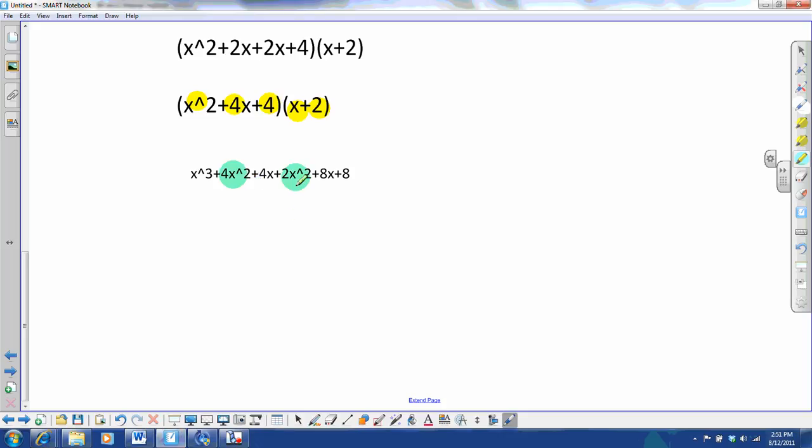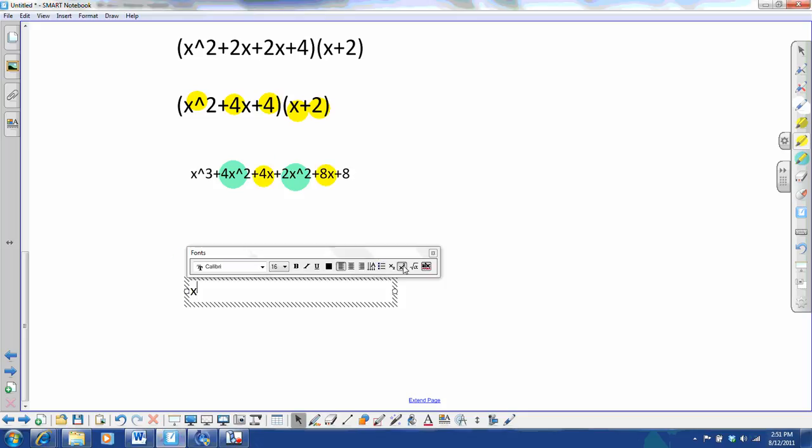But I have like terms here, 4x squared and 2x squared, and I also have like terms of 4x and 8x. So when this is all said and done, I have x to the third power plus 4x squared plus 2x squared is 6x squared, plus 4x and 8x makes 12x plus 8.